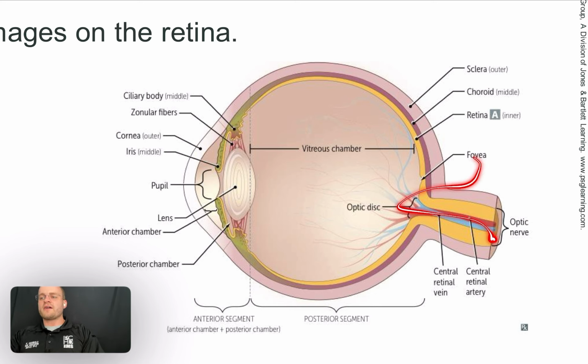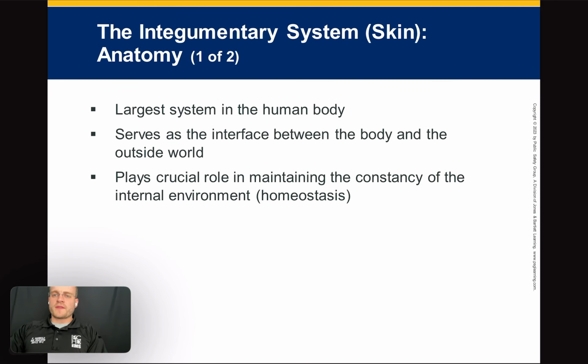This feeds down into the optic nerve and it goes to the brain. So that's just kind of the very basic anatomy of the eye. Yeah, so that's it for that. Okay, that's all we need to know on that.